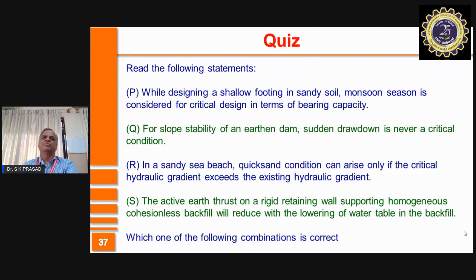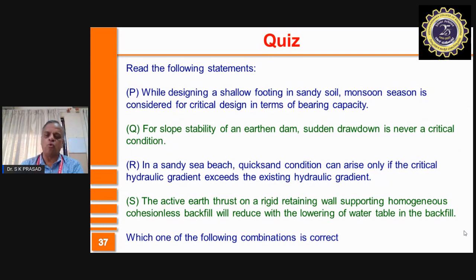Let's go back to the problems of last GATE. This was one of the problems. Okay, I read here. You have to check whether these statements are true or false. I take the first one, P. It says, while designing a shallow footing in sandy soil, monsoon season is considered for critical design in terms of bearing capacity. Is it true or false?